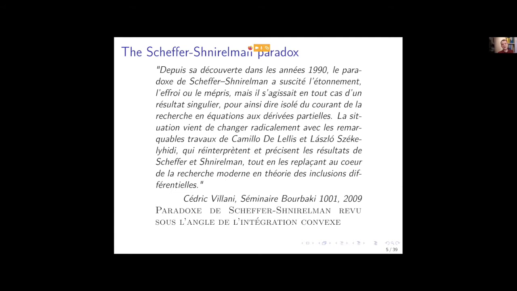So what he's saying here is basically this was discovered in 1990 by Schäffer, Shnirelman and Camillo and Székelyhidi. Camillo is my advisor for my master thesis, and Székelyhidi is somebody he has worked with a lot. He wrote his PhD thesis with him and so on. So these two have really pushed the theory when it comes to weak solutions of Euler equations. So this is the introduction.